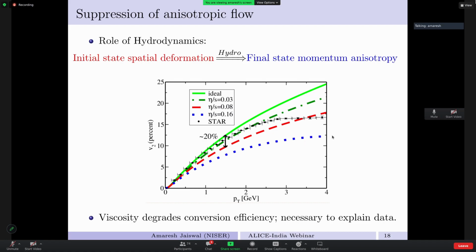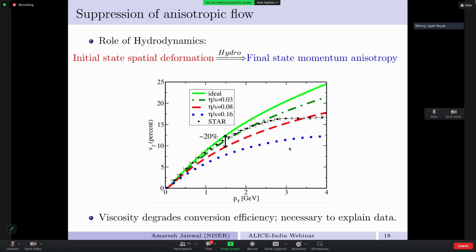So the idea is that viscosity suppresses the flow, and you have to suppress the flow. The ideal case is not good enough. Of course, this is a very rough calculation. People have done more realistic calculations for this. What I was saying is that the bound is not a very robust calculation, I think.